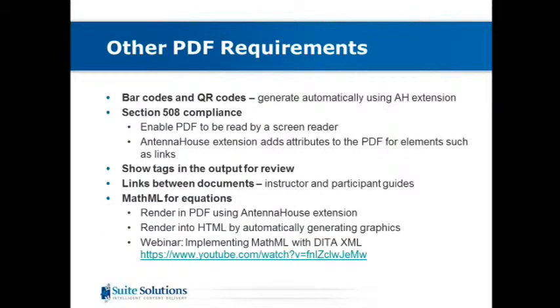There are some other PDF requirements that include barcodes and QR codes like we saw before in the other example. Section 508 compliance for accessibility for people who have disabilities. We'll talk a little bit about that later. Basically enabling the PDF to be read by a screen reader. There's an Antenna House extension to add attributes to the PDF for elements such as links. Showing the tags in the output for review. For example, if you want to have a special draft review where you can actually see the tags that are being used to generate that output, sometimes that's useful for debugging the style sheets or the content.